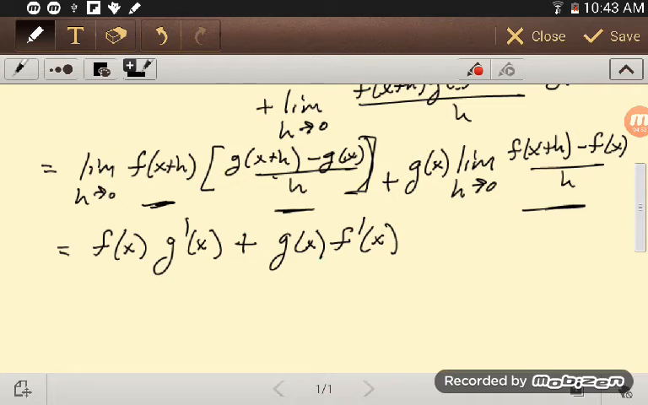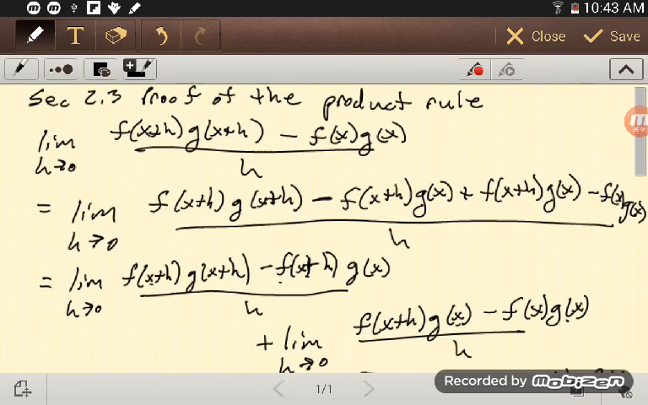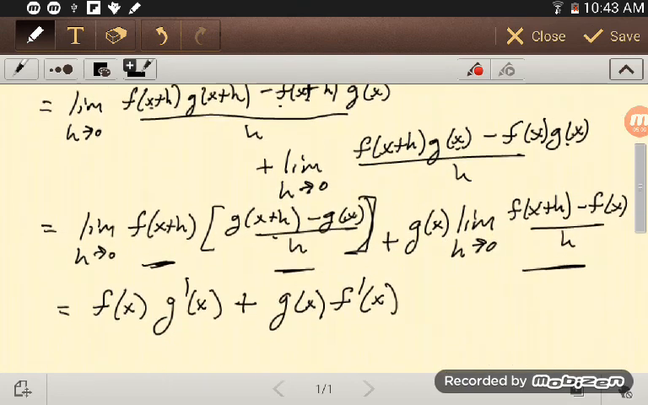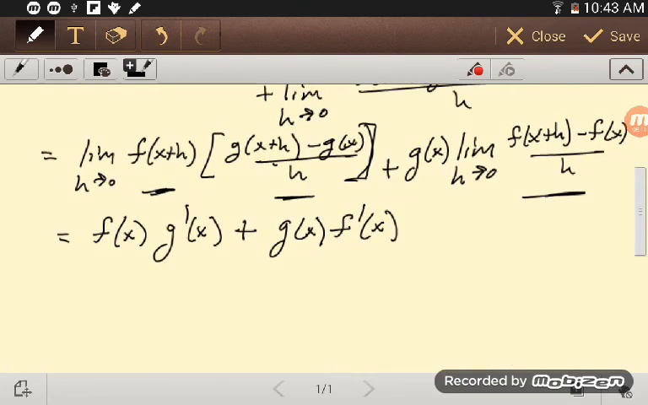And it is just, we take our limit of that difference quotient up here, because that's our definition of our derivative of our product, and play a little algebra magic, and we end up with our product rule. So there's our derivation of the product rule.